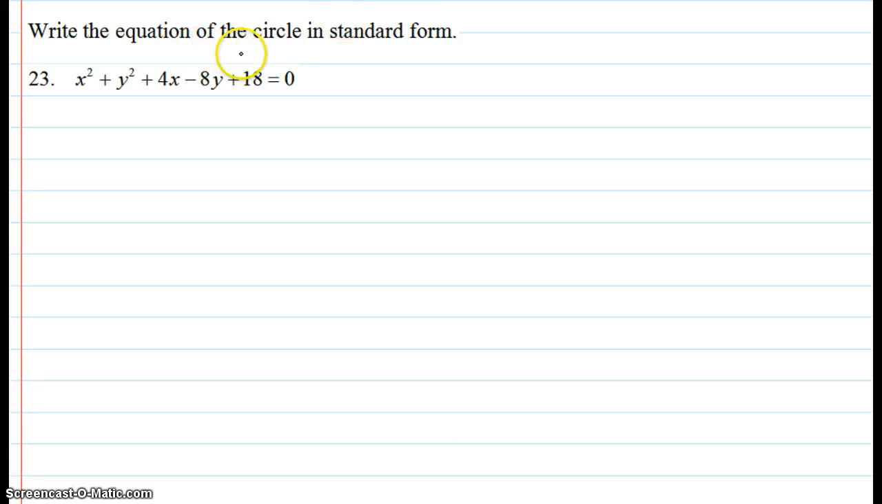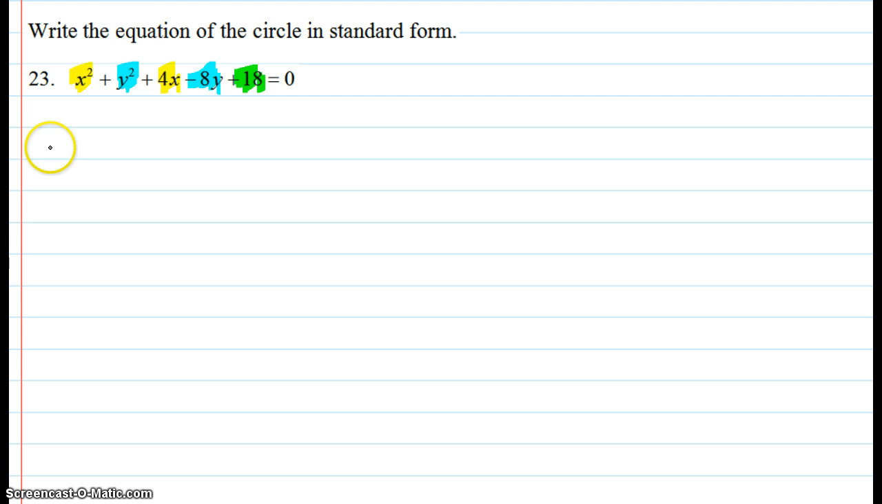Alright, write the equation of the circle in standard form. And so when you're given this, what you want to do is take all the x terms and put them together. We're going to take all the y terms, put them together, and we're going to take the number and move it to the other side.